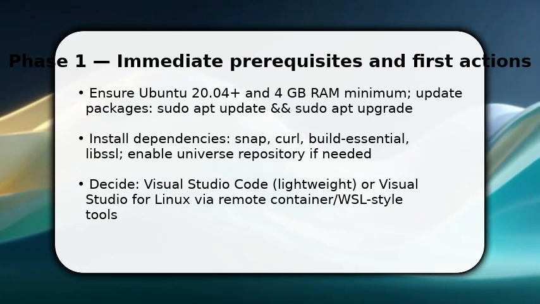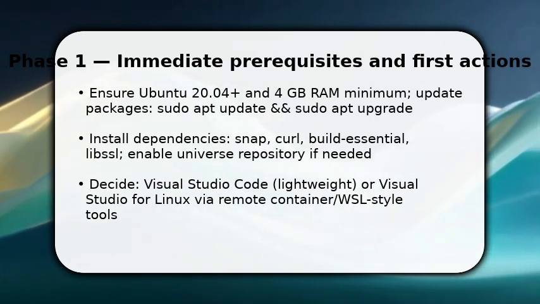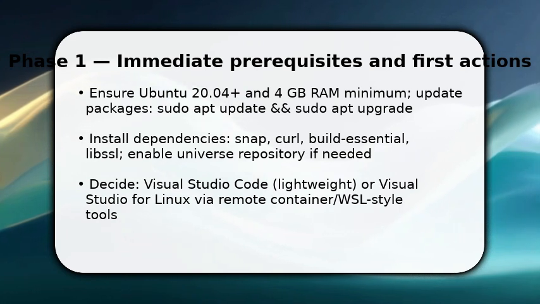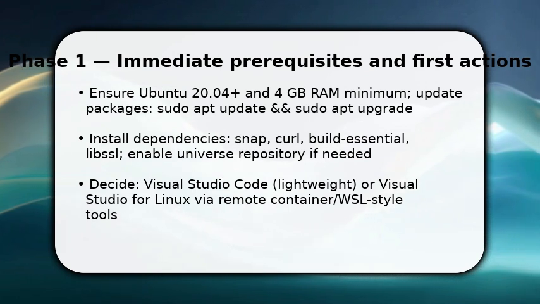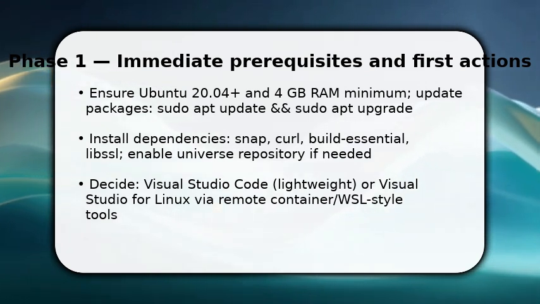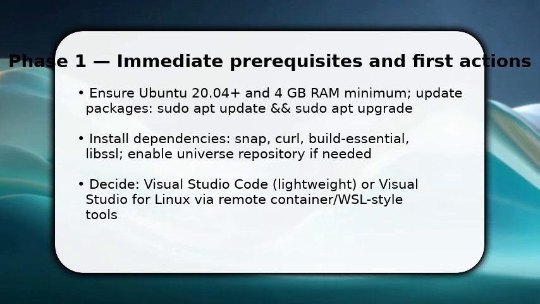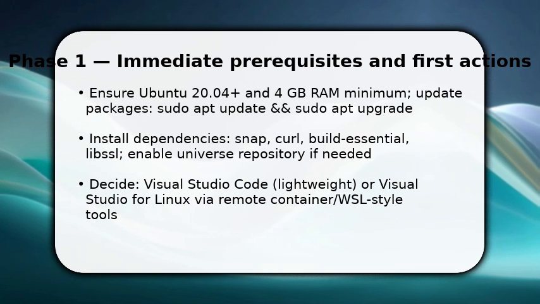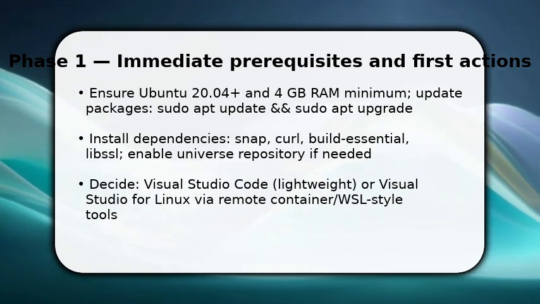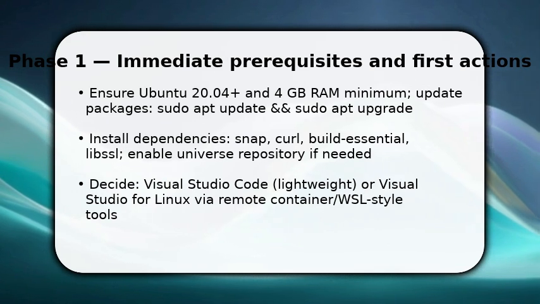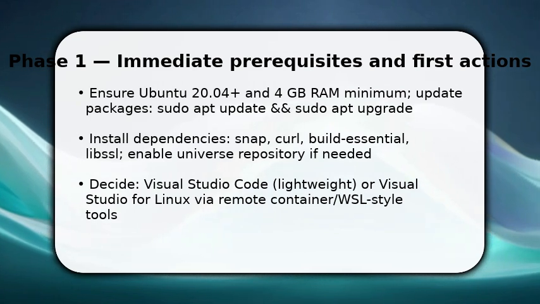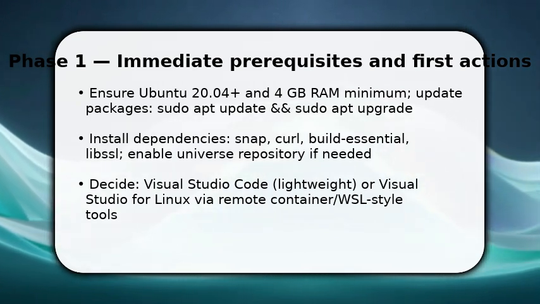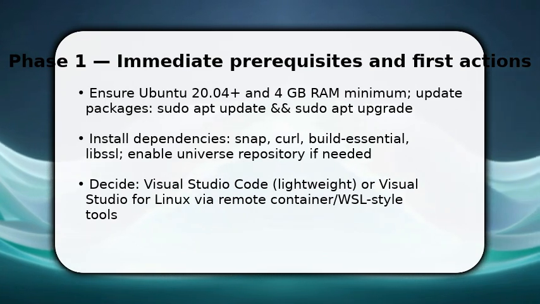Enjoy the video. You start by confirming prerequisites and then act. Update your system and install Snap Plus Core build tools because they prevent missing dependency errors. Once done, choose Visual Studio Code for native Ubuntu use or prepare to use remote development if you need full Visual Studio features. Make sure to enable the Universe repository and install libsl and Build Essential. These ensure extensions and compilers work. This first phase eliminates friction, so later steps focus on configuration and debugging, not chasing missing packages.